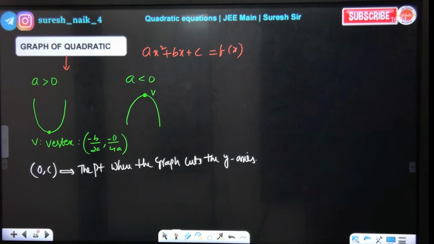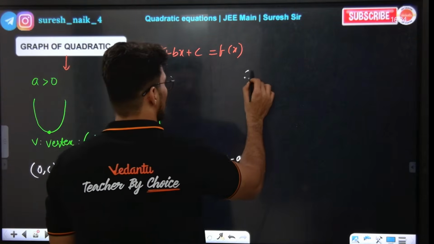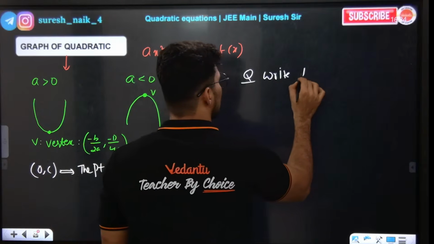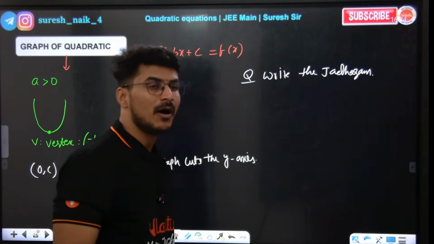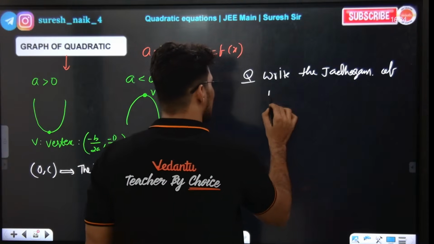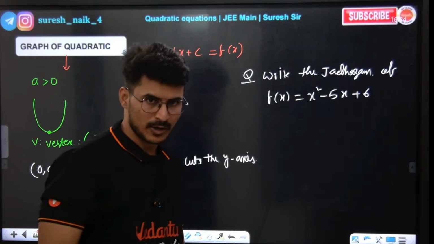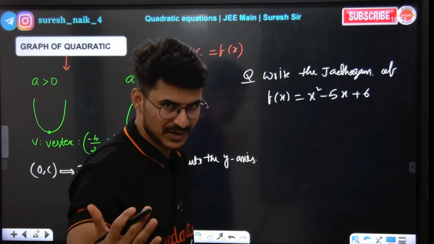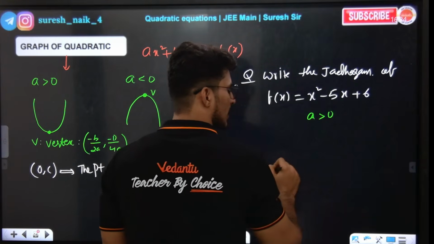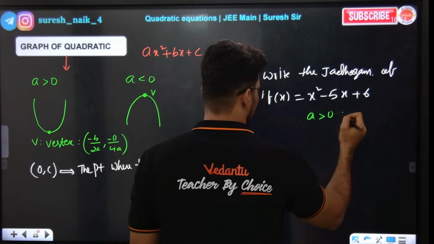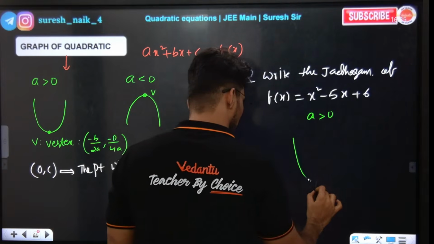Now I just want to write the graph of a parabola, of a quadratic. For example, write the graph of x square minus 5x plus 6. This is a quadratic, in fact a parabola. Correct? So in this parabola, A is positive, and b is minus 5. A is positive, so it is 100% an upward parabola, correct or not?